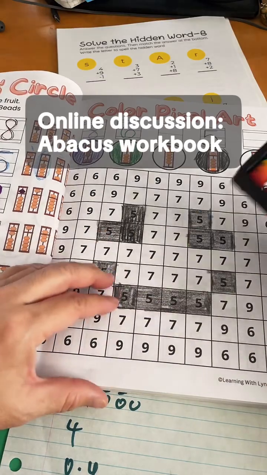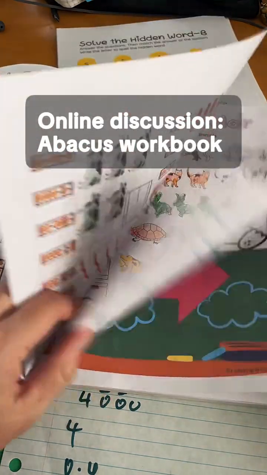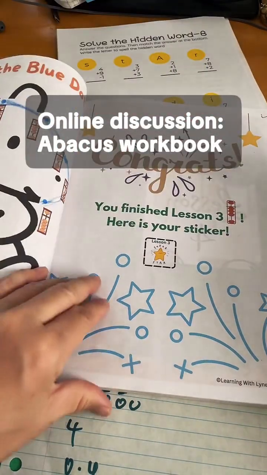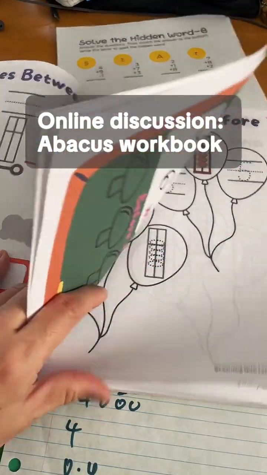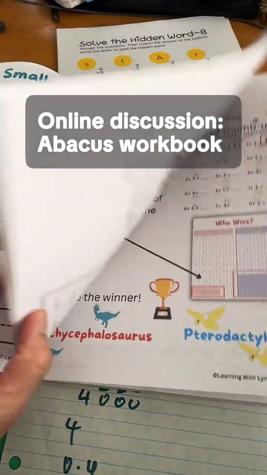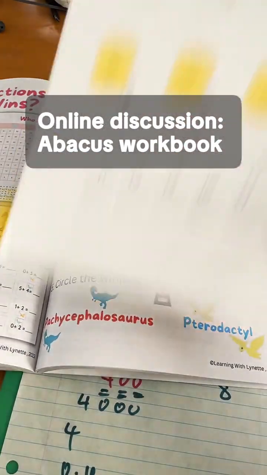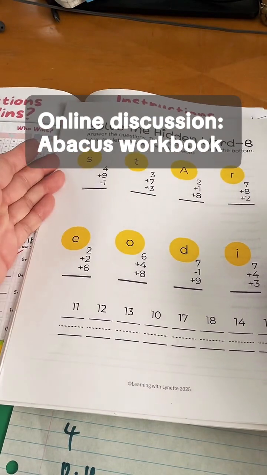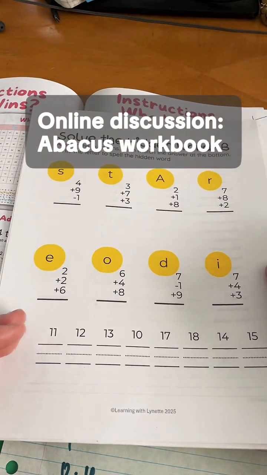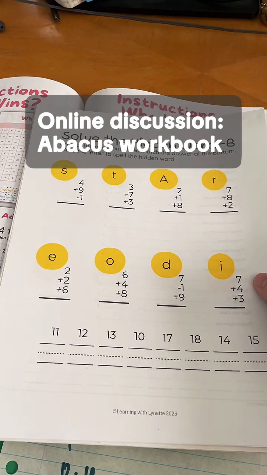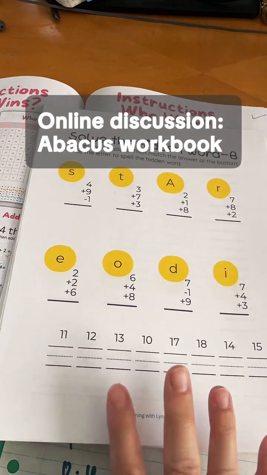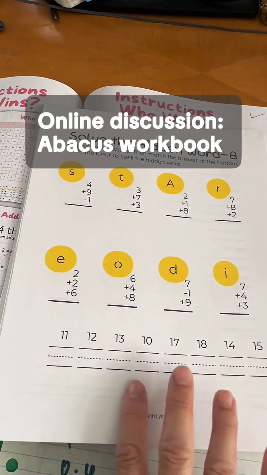But I'm trying to make abacus more fun. So I have these activities that I've created, and I'm trying to make it more fun for the kids to learn abacus. And I have a whole workbook that I've been working on. Then they go into more complex math, and this one is like solve the hidden word. So this book is actually quite interesting.